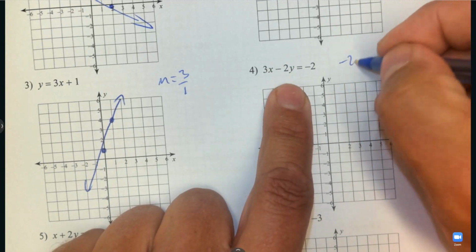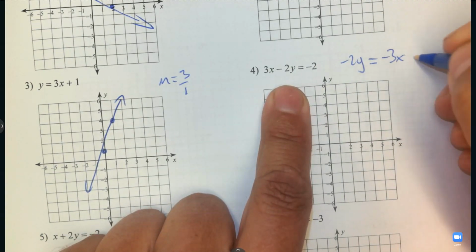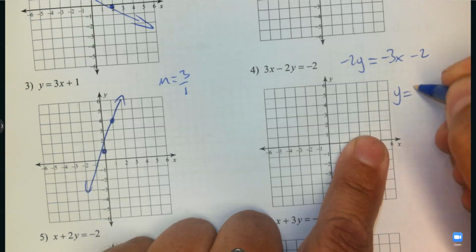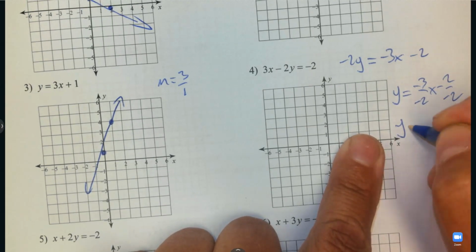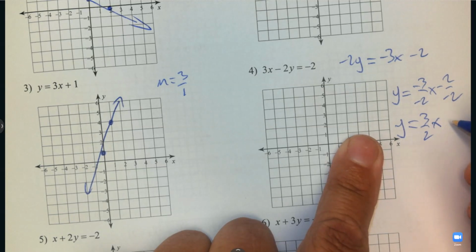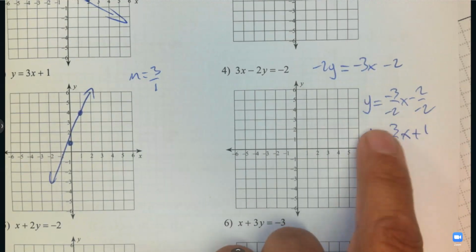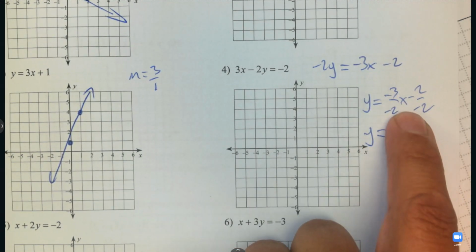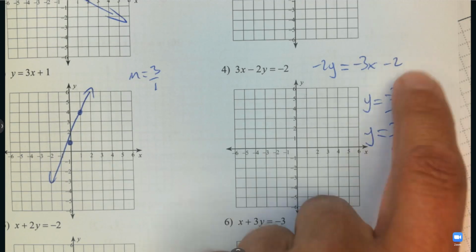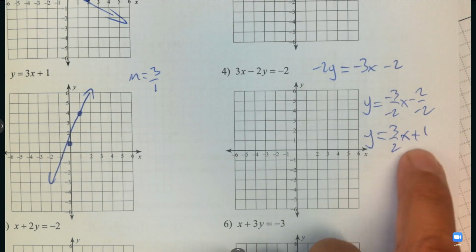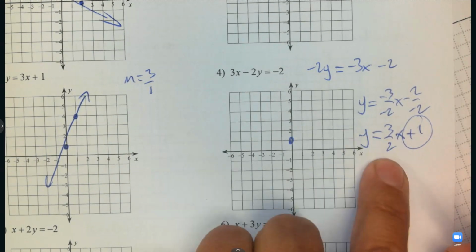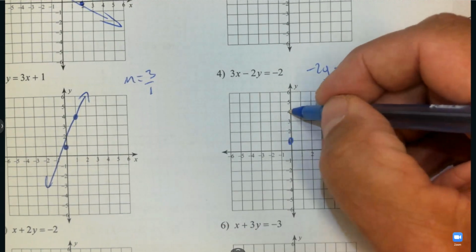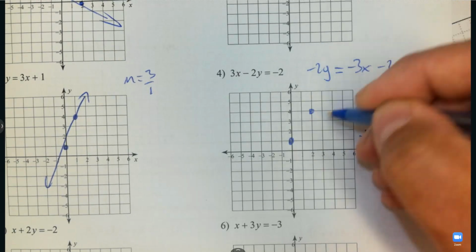Here we're going to solve for y. We're going to subtract 3x, and then we're going to divide everything by negative 2 and simplify it. So if I divide by negative 2, a negative divided by a negative is positive, and a negative divided by a negative is positive. Now 2 divided by 2 is 1. This stays a fraction. This is where my graph starts, at 1. And then the slope, I go up 3 and over 2, and then draw my line.